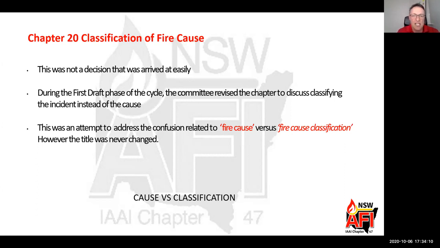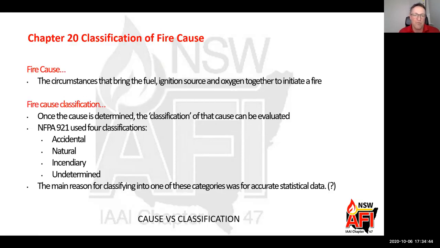During the first phase, the committee revised the chapter to discuss classifying the incident instead of the cause. This is an attempt to address the confusion related to fire cause versus fire cause classification. They've said that over the years, they've always had confusion between this. What is the cause and what is the fire cause classification? And they still believe there is confusion. So the elimination of the chapter is to try and reduce that confusion. But there are people on the committee saying that it won't reduce the confusion, it will actually increase the confusion. But we'll get to that in a sec.